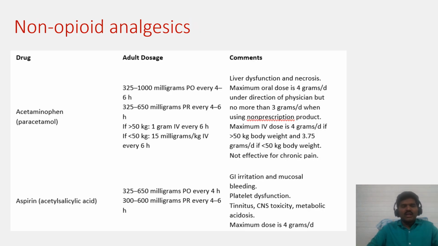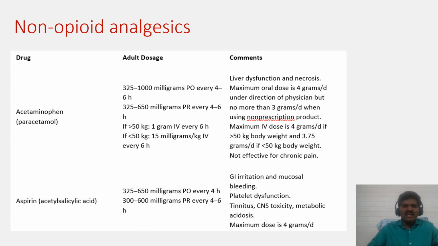Coming to the non-opioid analgesics, the most commonly used drug is acetaminophen or paracetamol. Adult dosage is 325 to 1000 milligrams per oral every 4 to 6 hours. It can be given as 1 gram IV infusion every 6 hours or 15 milligrams per kg IV every 6 hours. The problem with acetaminophen is liver dysfunction; necrosis is very infrequent at the normal doses.